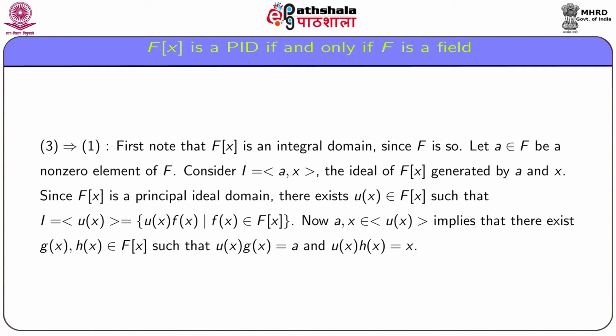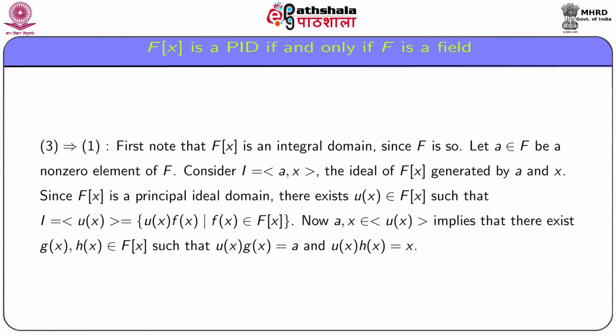We show that every non-zero element of F is a unit. So, consider an arbitrary non-zero element a from F. Here the given condition is that F[x] is a principal ideal domain. So, I have to use the fact that every ideal of F[x] is a principal ideal. For this, consider an ideal I which is generated by a and the indeterminate x. This is an ideal of F[x].